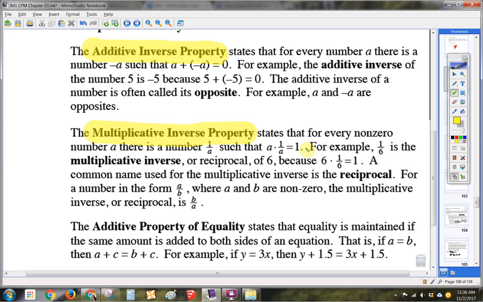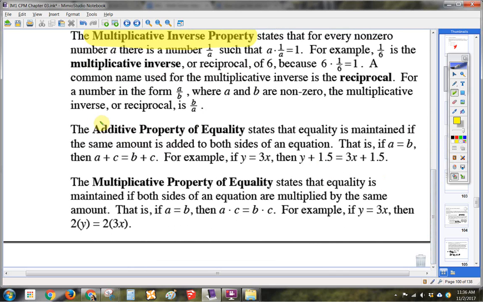A common name used for the multiplicative inverse is the reciprocal. For a number in the form of a over b, where a and b are non-zero, the multiplicative inverse, or reciprocal, is b over a. The reason they have to be non-zero is we can never have a 0 in the denominator. We can never divide by 0. So both of those numbers need to be non-zero so that we don't divide by 0.